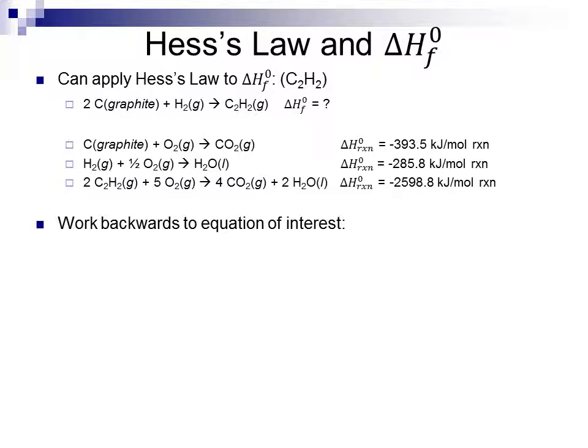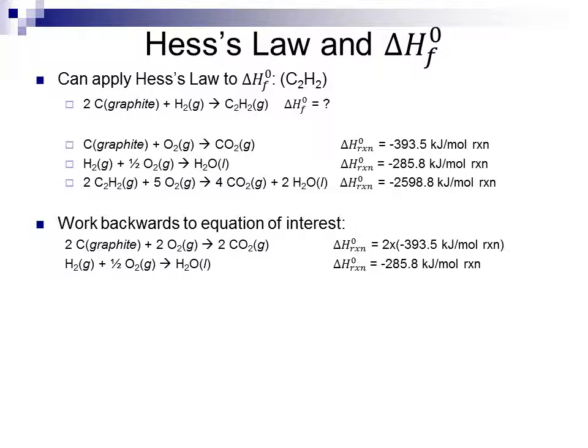We can work backwards to find the equation of interest. 2 carbon as graphite plus 2 O2 yields 2 CO2 as a gas. This is twice the graphite equation above, so it's twice the molar enthalpy that was listed. H2 plus 1/2 O2 yields H2O as a liquid. This is the same as what we saw above.